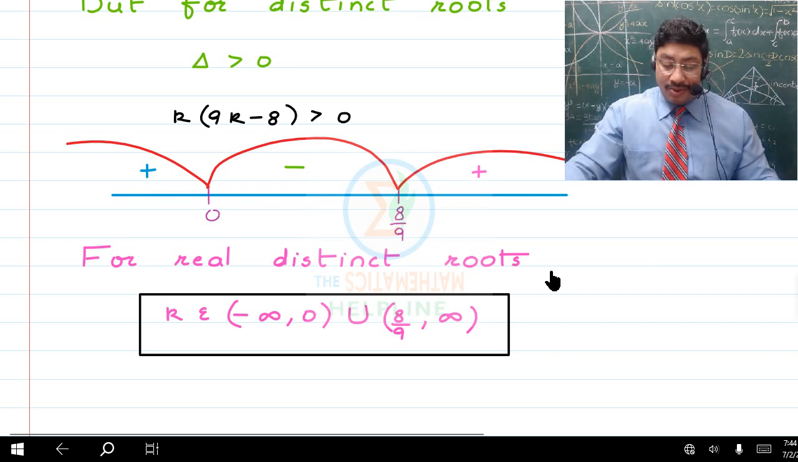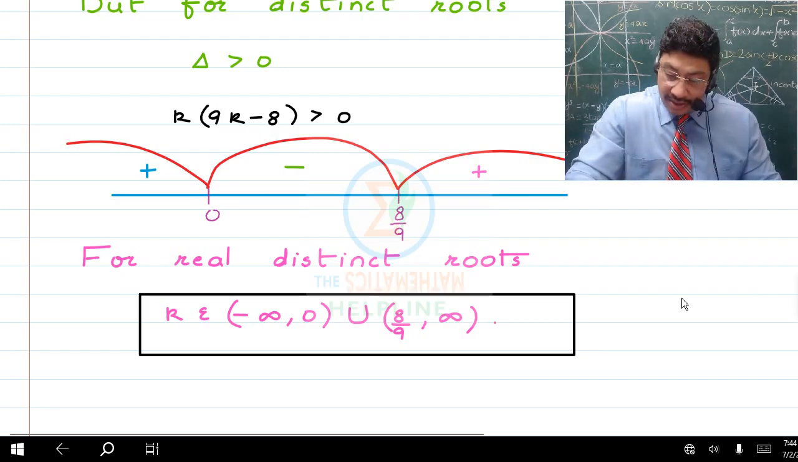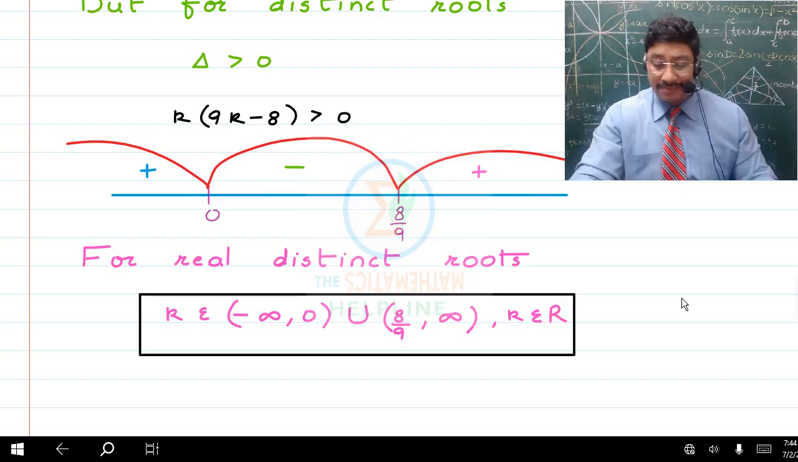Now there is one very good thing that you can write here. If we talk about this k, you have to remember that k actually is from the set of real numbers. That means all real numbers which are in these portions are actually your answers.